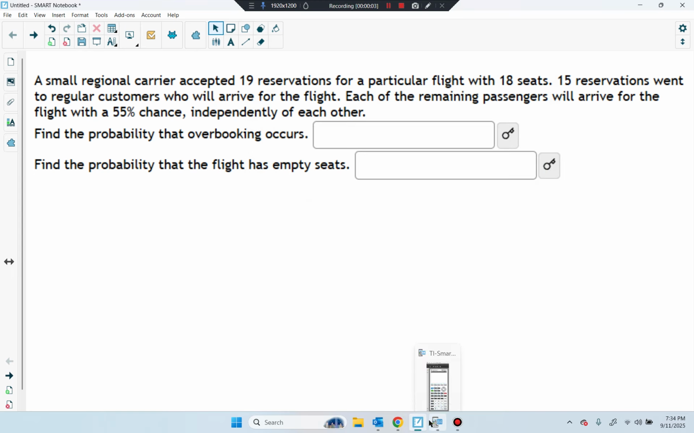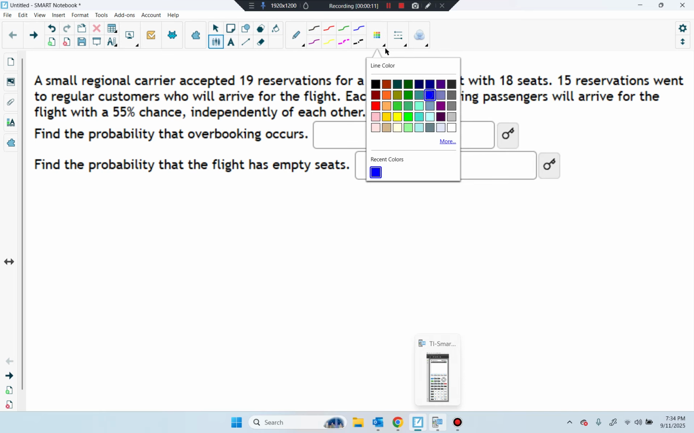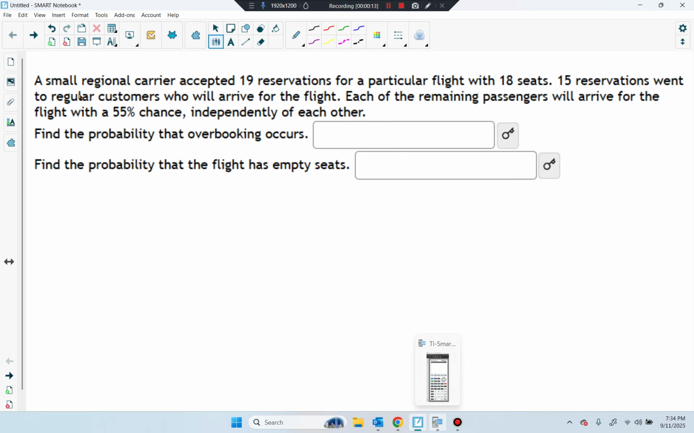Okay. So this says a small regional carrier accepted 19 reservations for a particular flight with only 18 seats. Big no. 15 reservations went to regular customers who will arrive for the flight. Each of the remaining passengers will arrive for the flight with a 55% chance, independently of each other. What is the probability that the overbooking occurs? So these 15 people are going to show up. So we don't care about them.